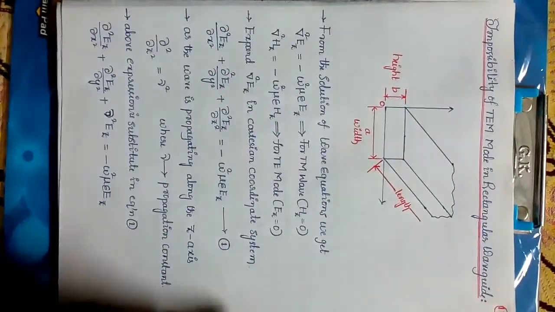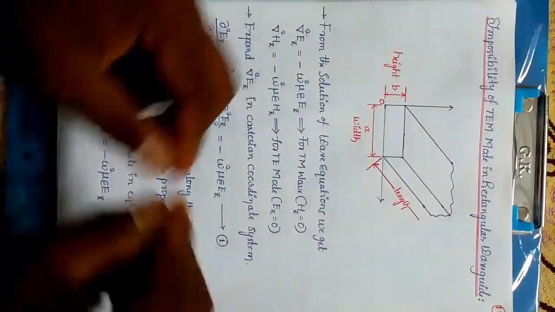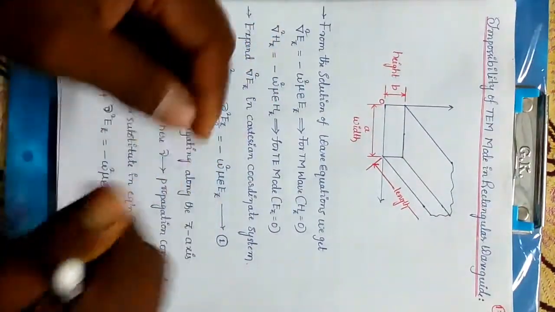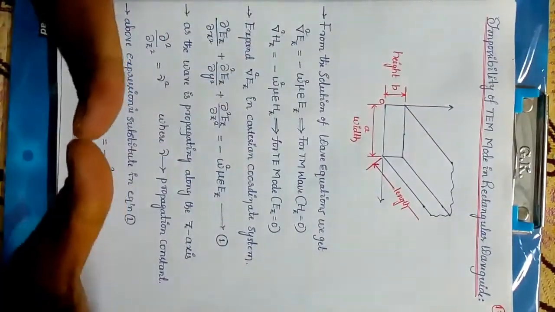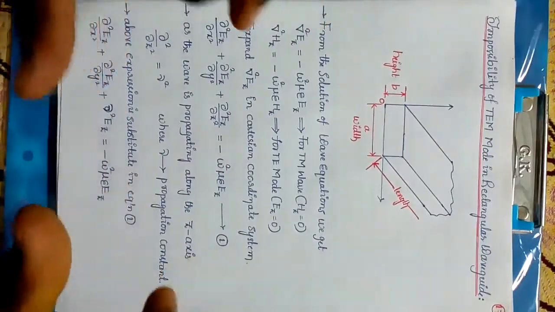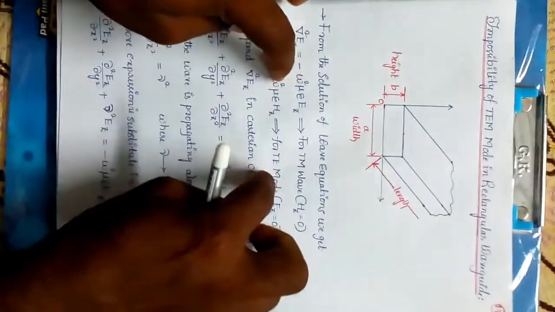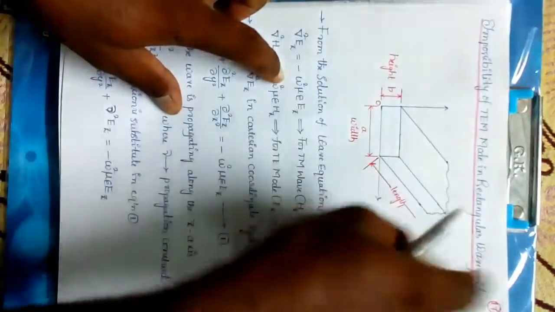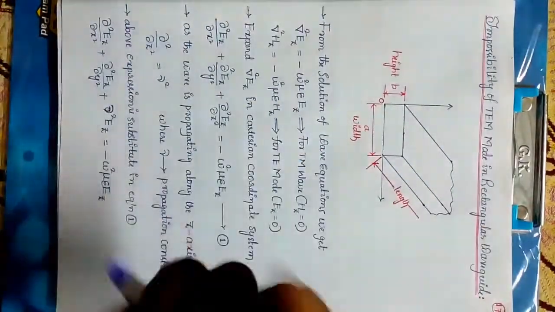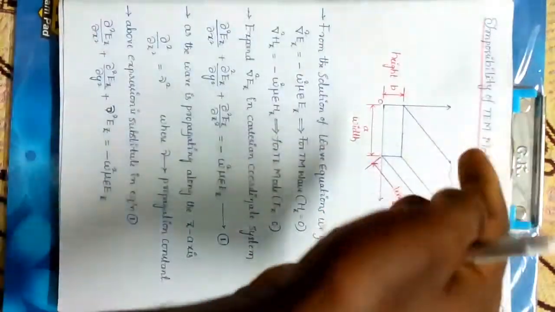Next we go for impossibility. I am saying a number of times that the TEM mode does not exist. How does the TEM mode not exist in a rectangular waveguide? That is a separate topic, already covered in the first unit. That is the topic here: the impossibility of the TEM mode in a rectangular waveguide. How is it not possible, why does the TEM mode not exist in a rectangular waveguide? That is the outline of this topic.